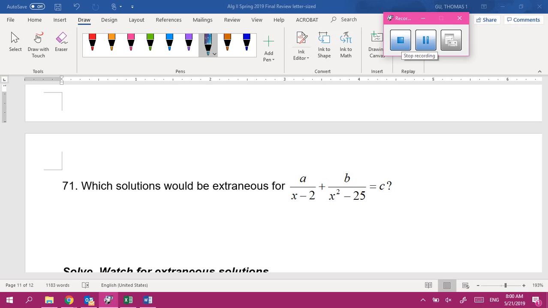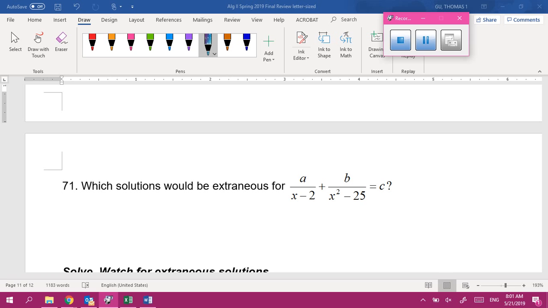Number 71. This one is more of understanding vocabulary. 71 says, which solutions would be extraneous for x minus 2 plus a over x minus 2 plus b over x squared minus 25 equals c? Does anybody have any idea what that's asking you? Which solutions would be extraneous?